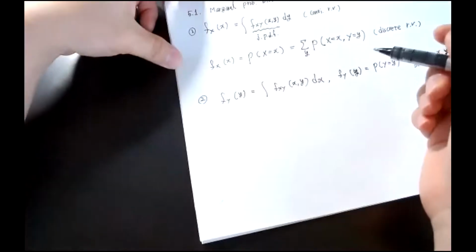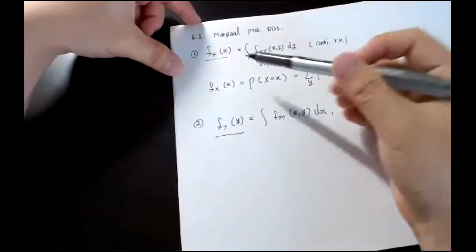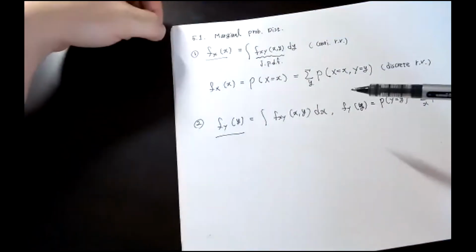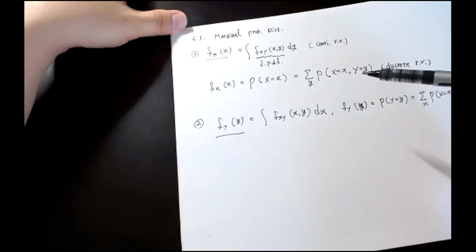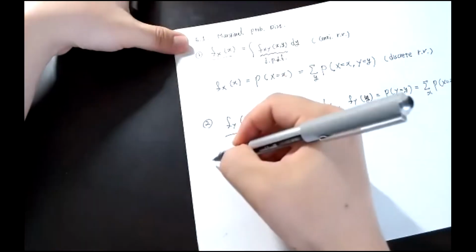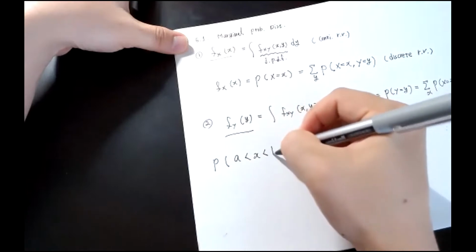Okay, then all right. So look at it. We can use these formulas to find the marginal probability distribution of x or y, as a single value of x or y. But what if we want to find the probability that x is between a and b?